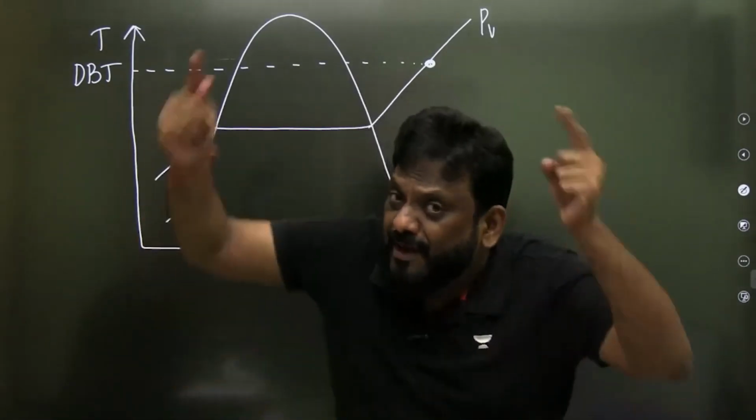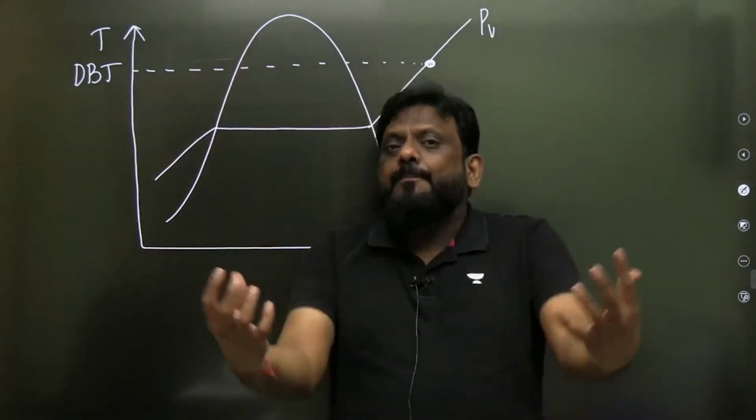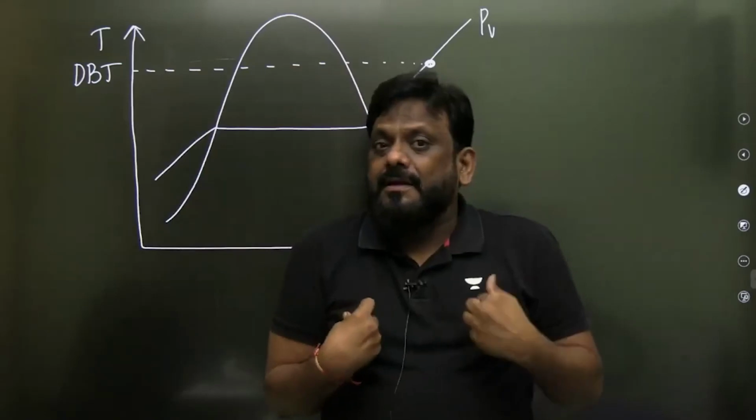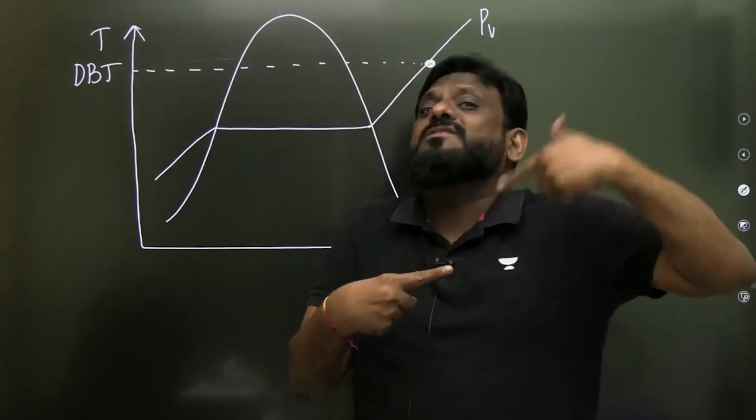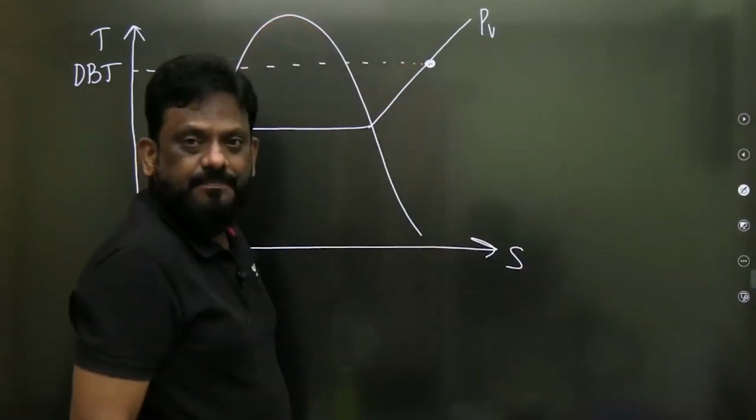No, sirs. In wet bulb temperature, what was happening? You know, it was gaining moisture. In the process of gaining moisture, its partial pressure of vapor was increasing. That's why it was moving like this.